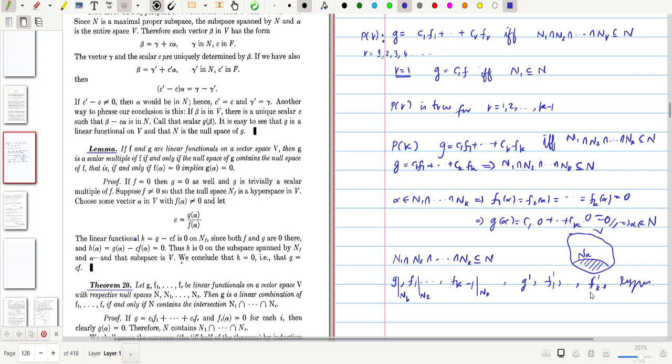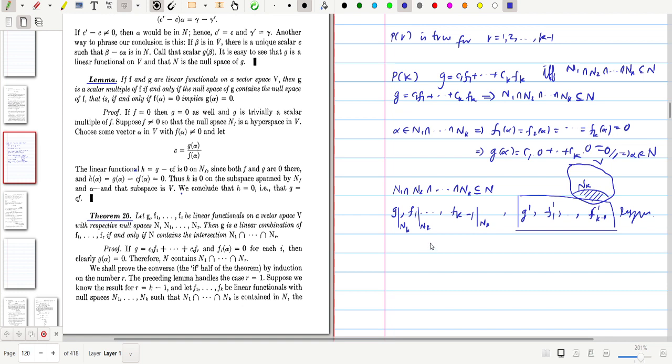Now we have only k minus 1 functions anyway. You can consider fk, the restriction of fk to this Nk. Since this Nk is the null space of fk, then fk coincides with the zero functional in this subspace. So that doesn't make any sense. Before that, we consider these restrictions. In these restrictions, we consider k minus 1 linear functionals f1, f2, up to fk minus 1, along with this g.